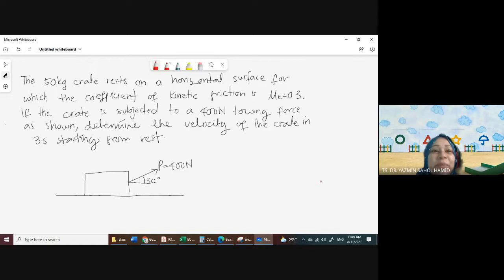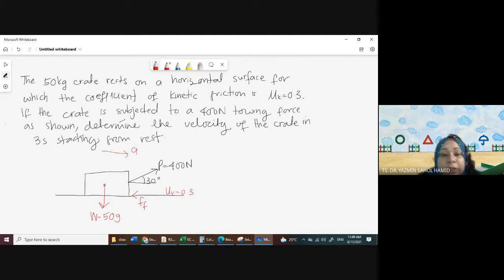The 50 kilogram crate rests on a horizontal surface for which the coefficient of kinetic friction is mu k 0.3. Okay, so the crate is pulled to the right. So we know its acceleration is moving that way. And then there is kinetic friction, mu k 0.3. Since it's pulling that way, we know the friction force will be in the opposite direction. Also, you need to draw the weight because it has weight. What is the weight? The weight is 50 g.